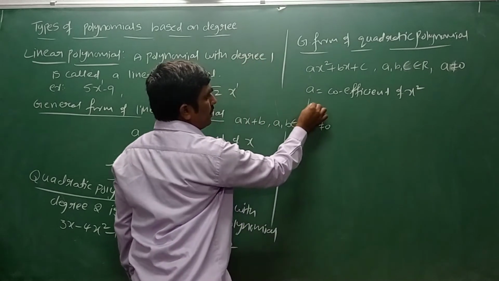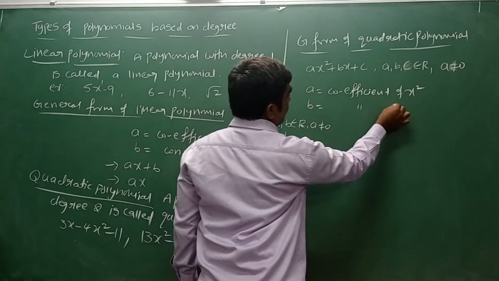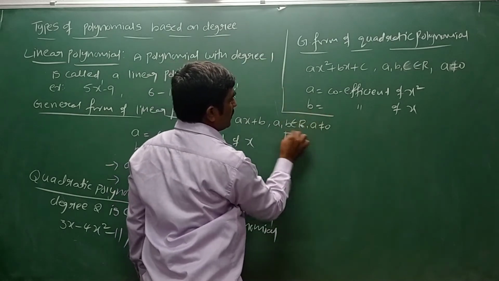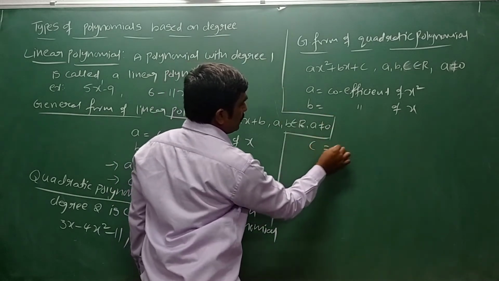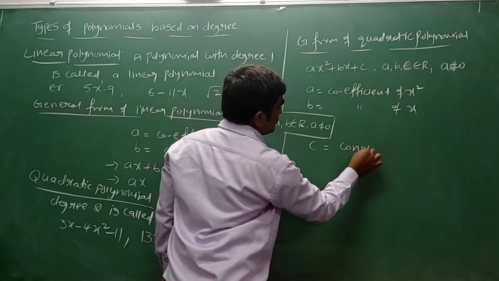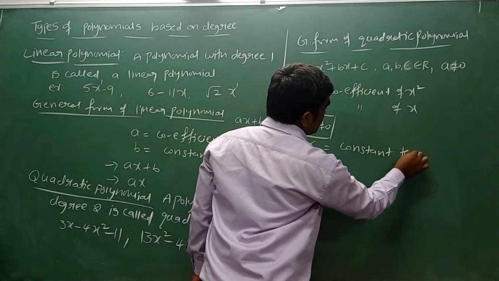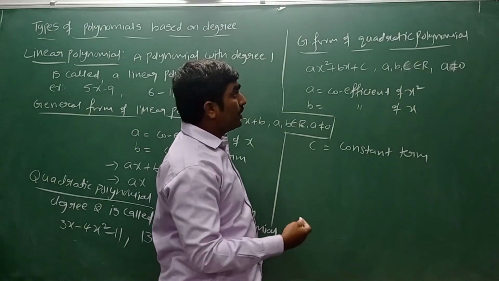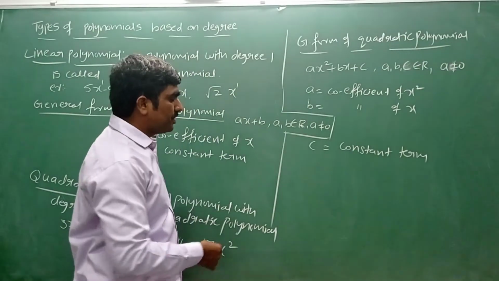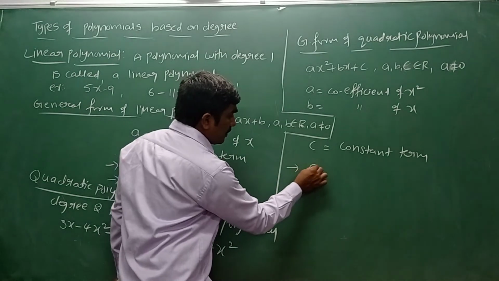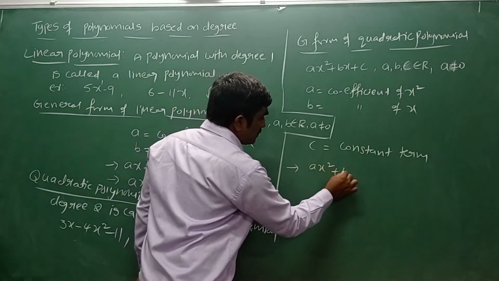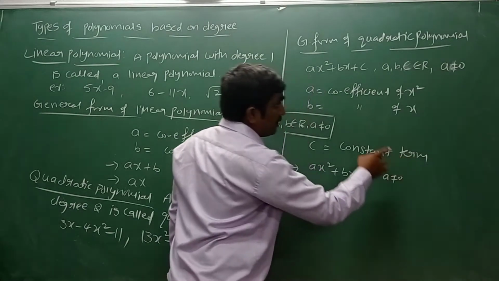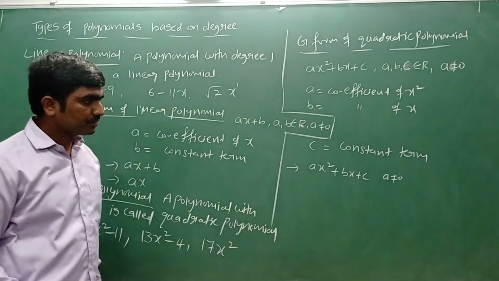What is meant by b here? B is the coefficient of x. What can we say about c? C is the constant term. Let's see the maximum number of terms you can see in a quadratic polynomial. A quadratic polynomial may be like ax square plus bx plus c, where a is not equal to 0 and a, b, c are real numbers.